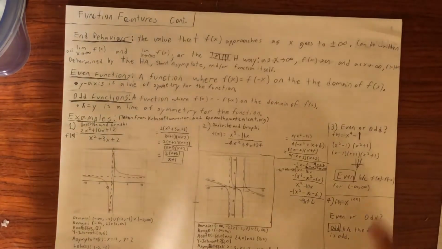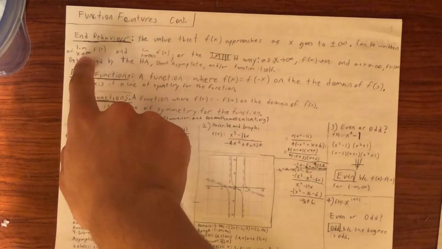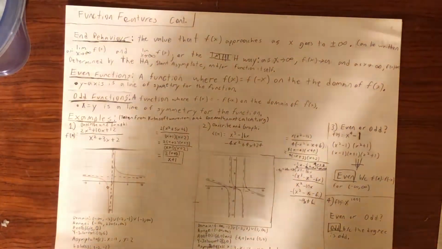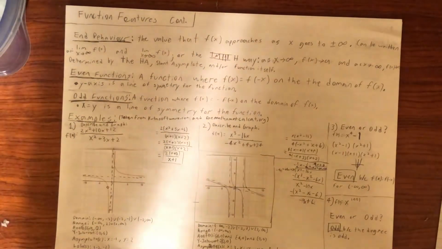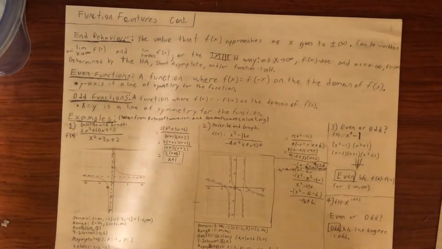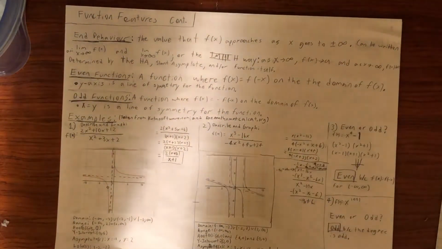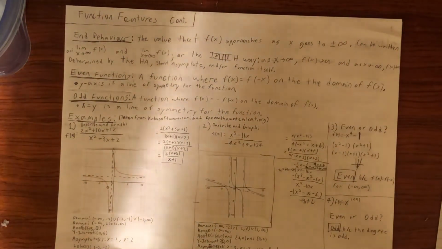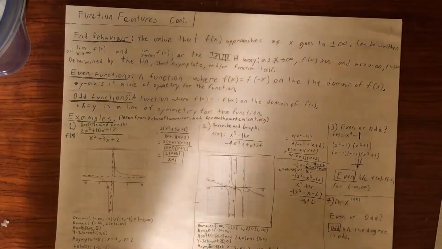Next, end behavior, which is denoted like that in IM3, but in calculus it's denoted with limits, particularly limit as x approaches plus or minus infinity of f of x. Even functions, a function where f of x is equal to f of negative x on the domain of f of x, and an odd function, a function where f of x is equal to negative f of negative x on the domain of f of x.